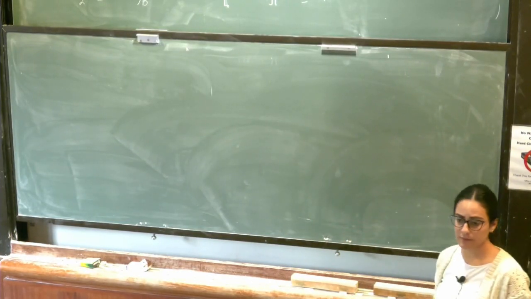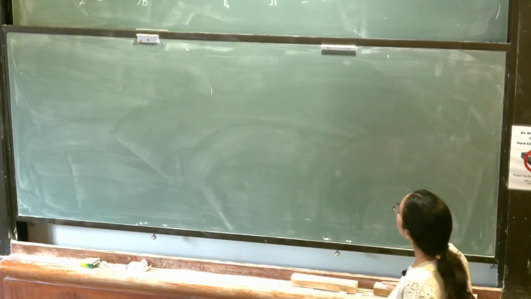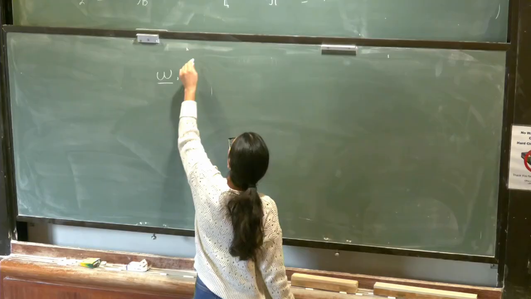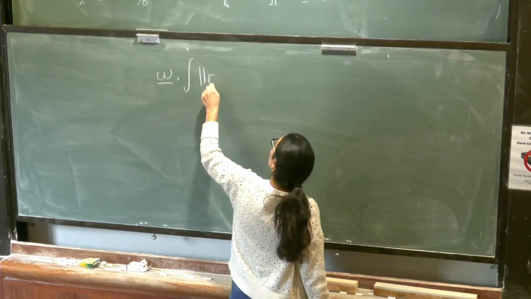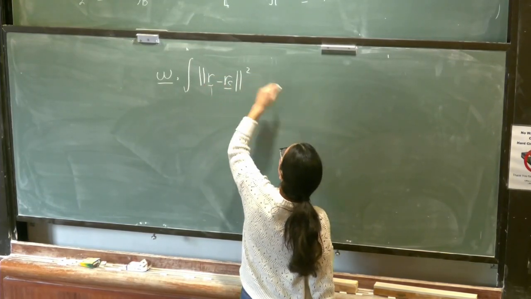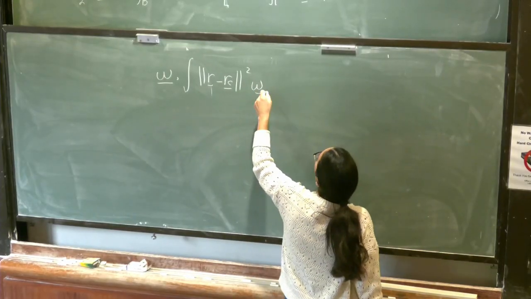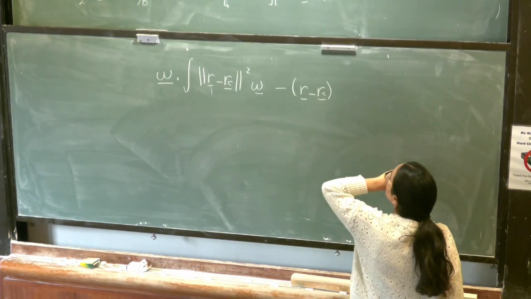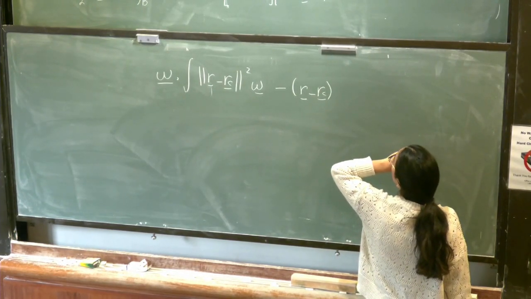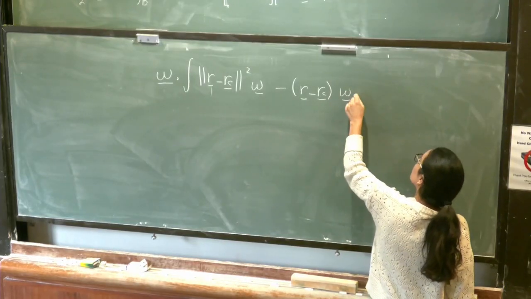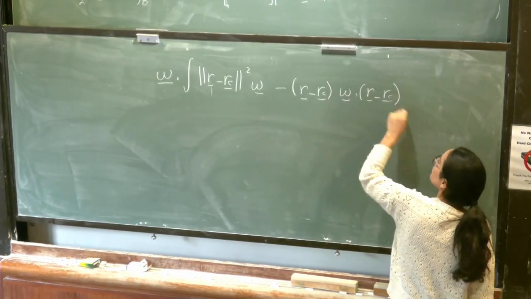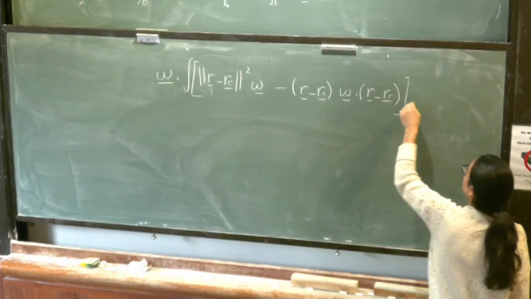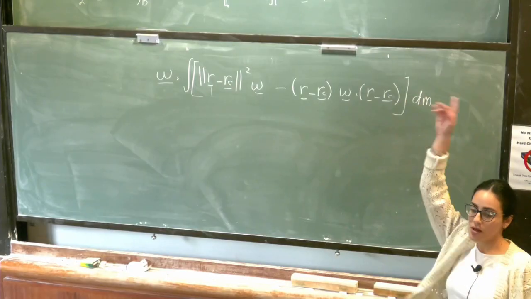Okay, questions? Let's continue simplifying this term. So I can take an omega outside the dot product. Omega dot the integral of (R minus RC) squared omega, minus (R minus RC) omega dot (R minus RC) dm, which we've seen before.